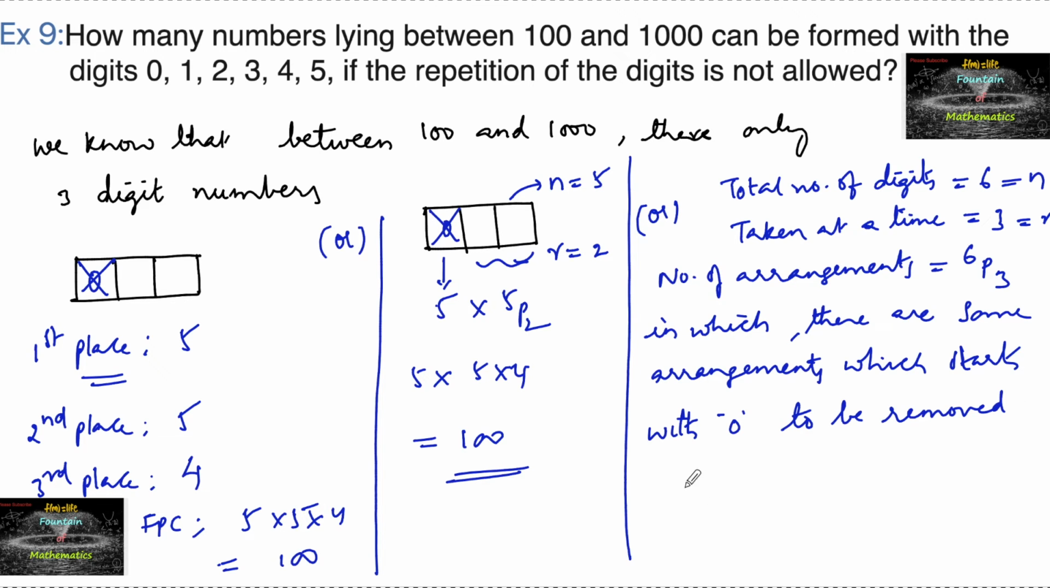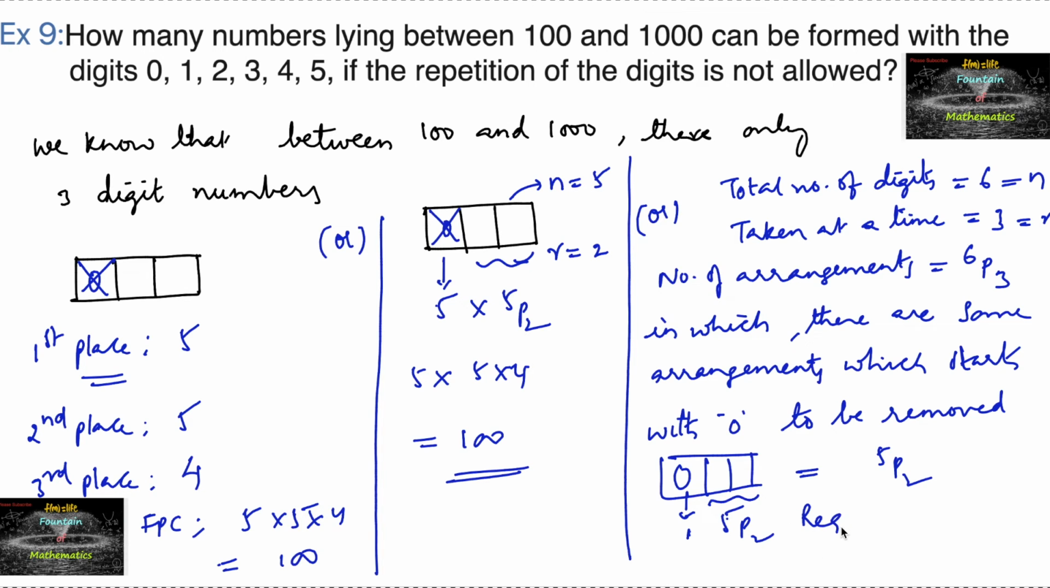So how many are there which start with 0? If 0 is in the first place, then the remaining possibilities, 0 is fixed in the first place, that is 1 possibility, and the remaining is 5p2. Out of 6, 0 is occupied, so 5p2 possibilities to be removed.